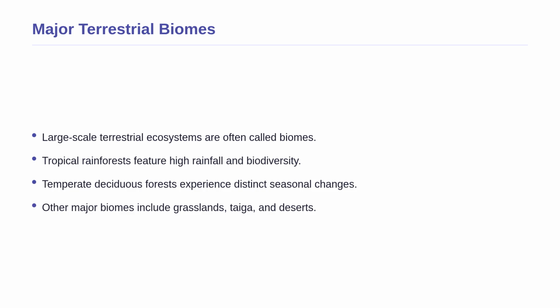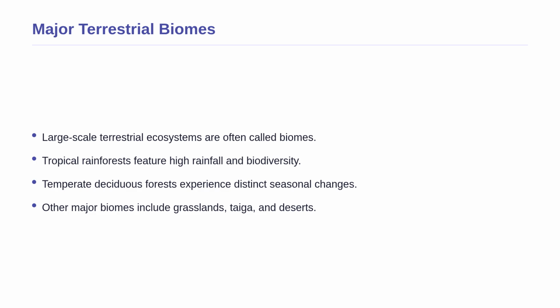Because climate and soil vary so much across the globe, they create distinct categories of ecosystems. These major types of terrestrial ecosystems are often called biomes. Depending on where you are on Earth, you might find yourself in a tropical rainforest, which is warm and wet all year round. Or you might be in a temperate deciduous forest, where trees lose their leaves in the winter.